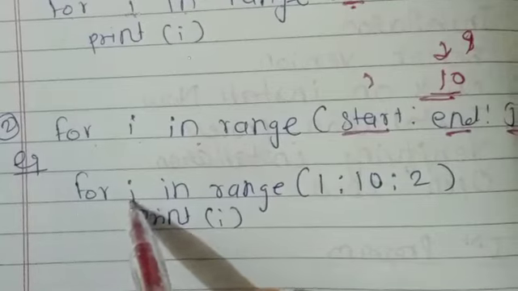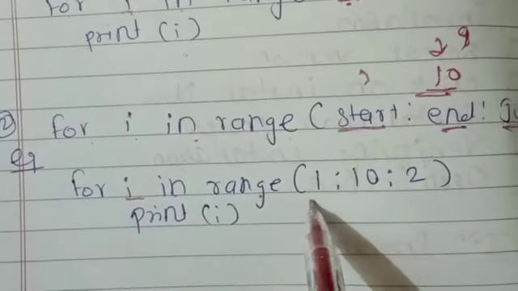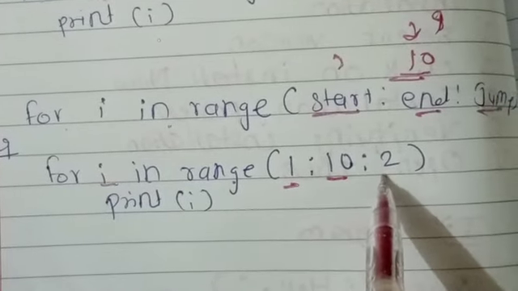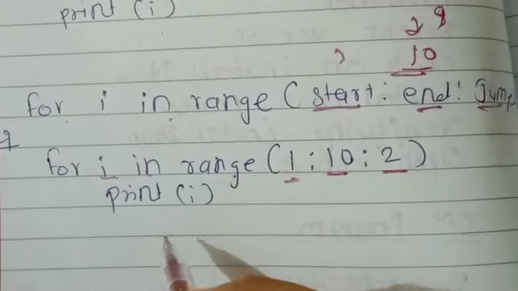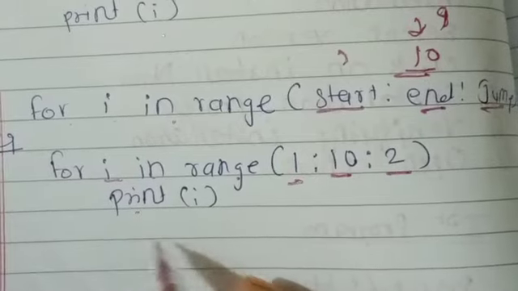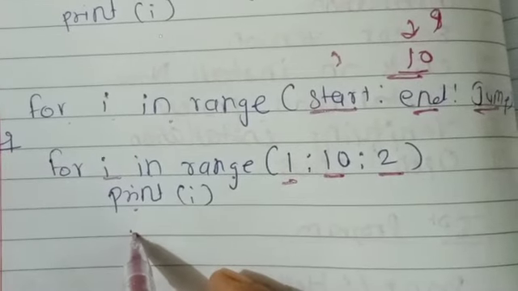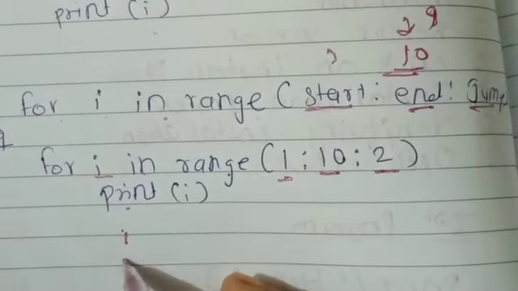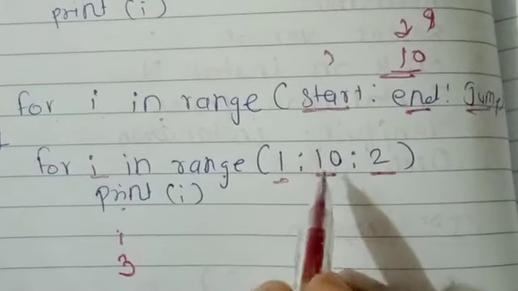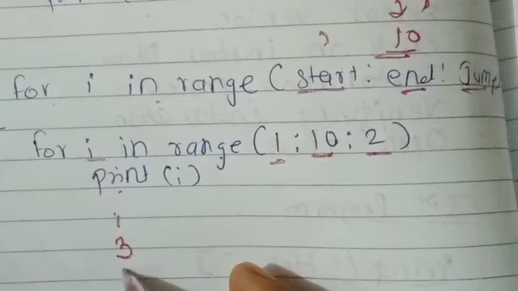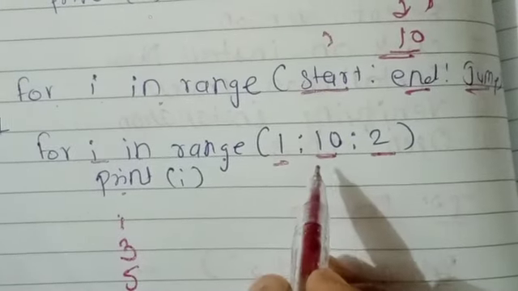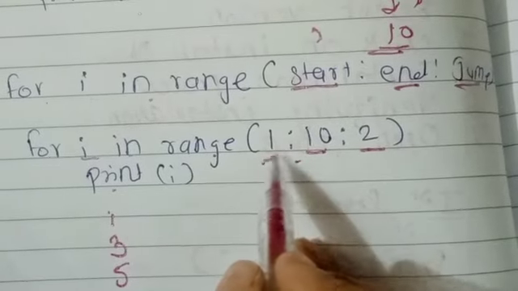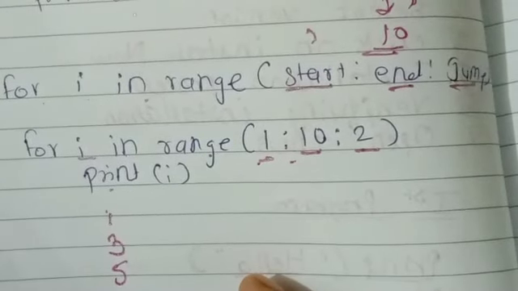For i in range 1, so the loop will start with 1, ends with 10 and with a jump of 2. Now print i. For the first time i's value is 1, with a jump of 2 it becomes 3. Again with a jump of 2 it becomes 5. Again with a jump of 2 it becomes 7. Again with a jump of 2 it becomes 9.